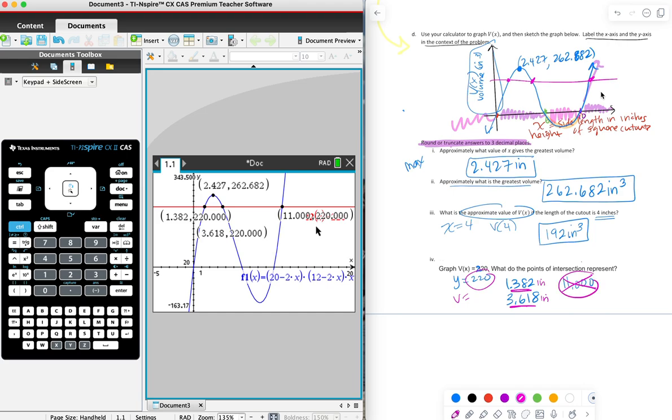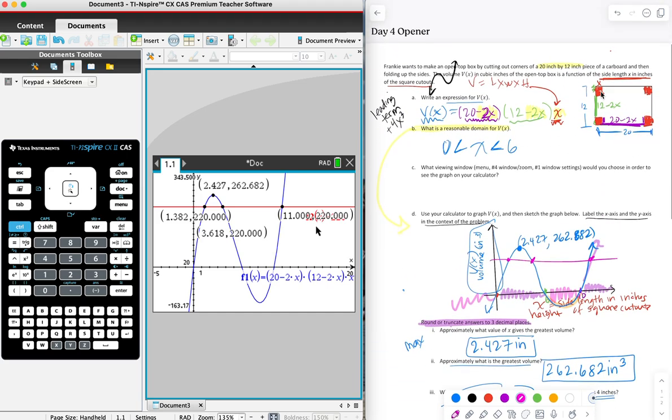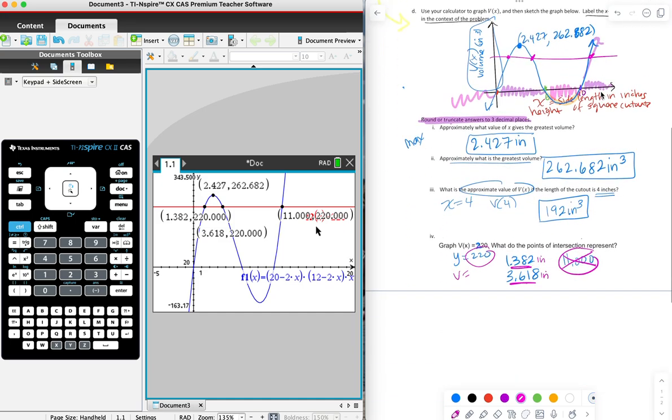Can I remove a square that is 11 by 11? No, so if I removed 11 from each side, I wouldn't even have any length whatsoever. So that doesn't make sense. So these two would give me exactly 220 inches cubed for the volume. They would work. That is the height of the box, or that is the amount of the square cutouts that I would remove, but the 11 would not work.